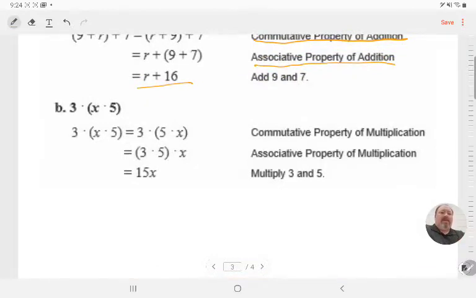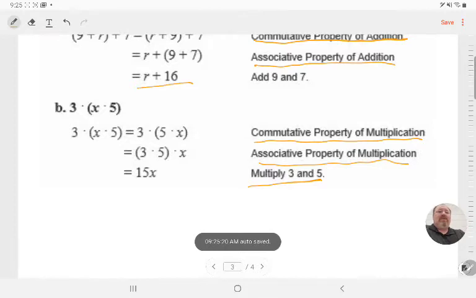So on B, we could use the commutative property of multiplication by just changing the order. Then we could use the associative property of multiplication by changing the grouping. So instead of grouping the 5 and the x together, we're grouping the 3 and the 5 together. And then we're multiplying the 3 and the 5 to give me 15x. Now remember, the only way that you can change the order or change the grouping is if all of the operations are the same. In this one, they're all multiplication. In the one above it, they were all addition. So that's important to keep in mind.